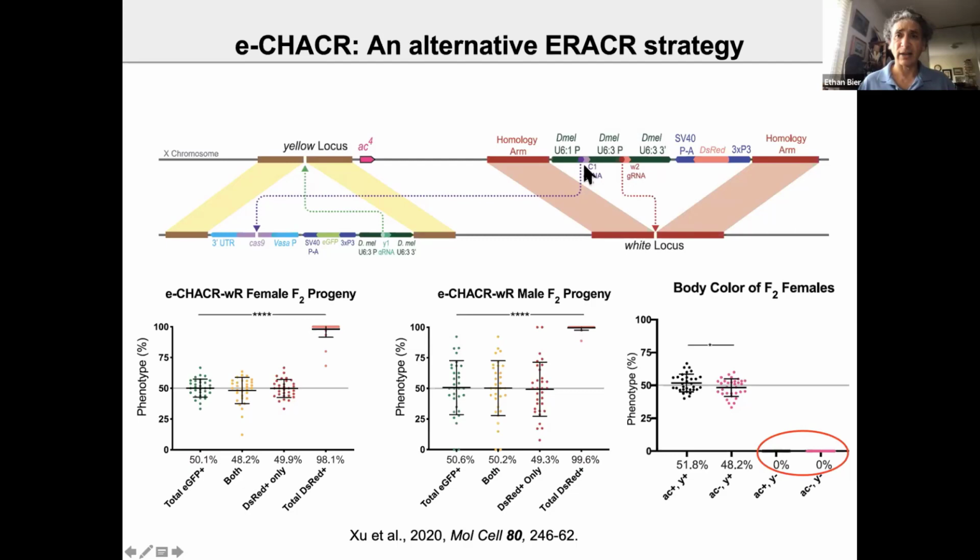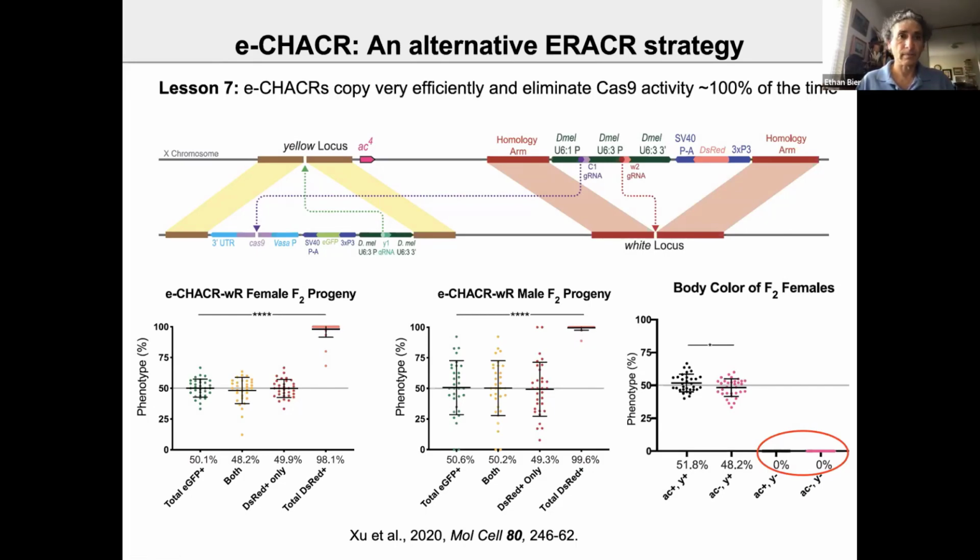So that means that this guide RNA is working very, very efficiently. And as I mentioned to you, it was so efficient that we couldn't even identify a Cas9 mutant form to recover from this type of experiment. And we looked through thousands and thousands of progeny. Okay, so the lesson here is eCHACRs copy very efficiently and eliminate Cas9 activity approximately 100% of the time.